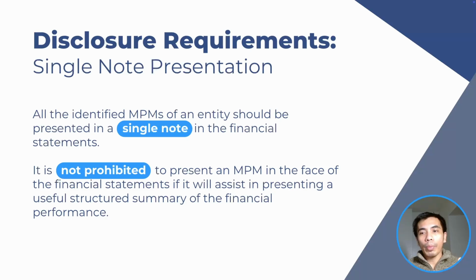You cannot split the different MPMs into different notes. For example, if an MPM is related to leases, you cannot put all the explanation in the lease note and another MPM in another note. So you have to combine all MPMs in one single note. However, according to interpretations that I have seen, if you have only one MPM, you can put it in combination with the related note that it has, as long as all of the information is already there. You don't have to refer to different sections of the financial statements to understand what that MPM is.